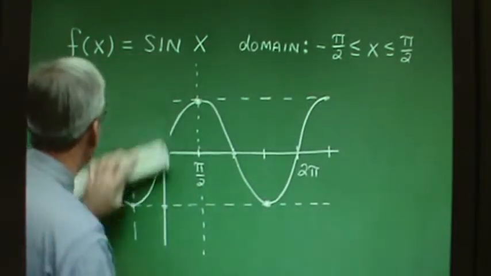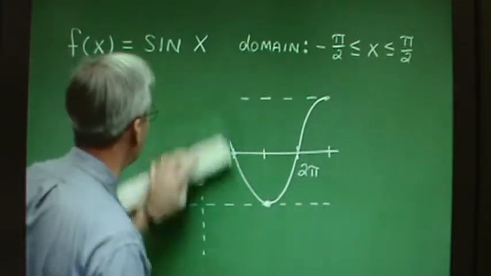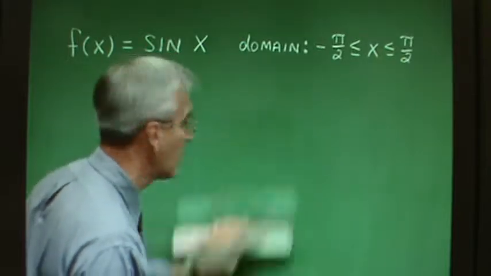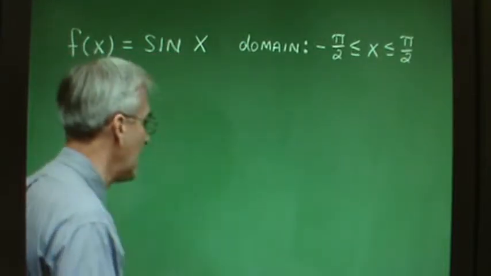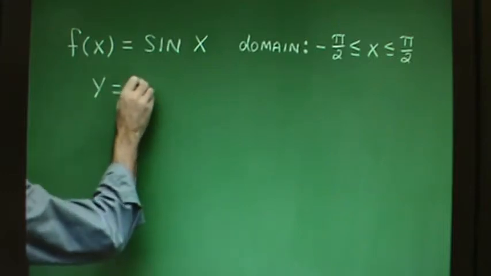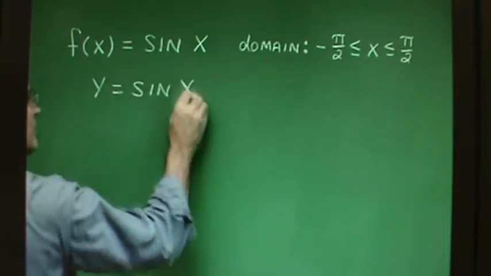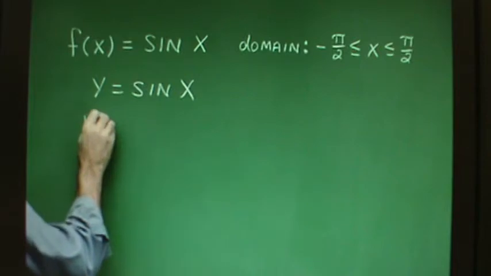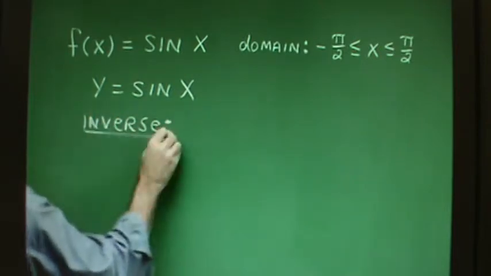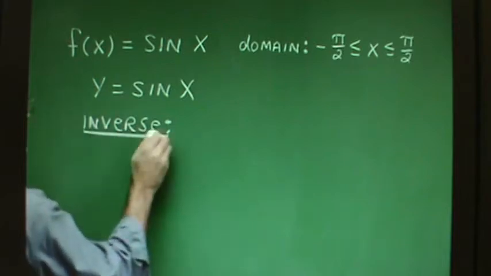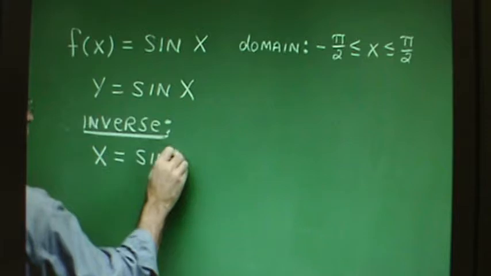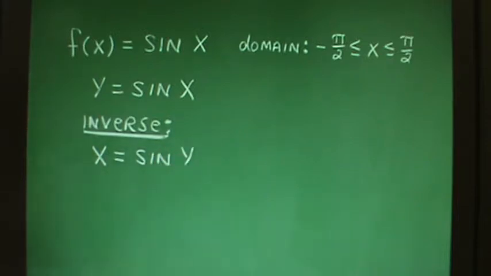Okay, we've got our limitation. Now let's generate the inverse. Remember how we did that before? It's a swapping of the roles of x and y, and then solving for y. Well, let's see. We think of this as y equals sine x. And now for the inverse, we swap the roles of x and y. So we write this as x equals sine y. And now the trick is to solve this for y.